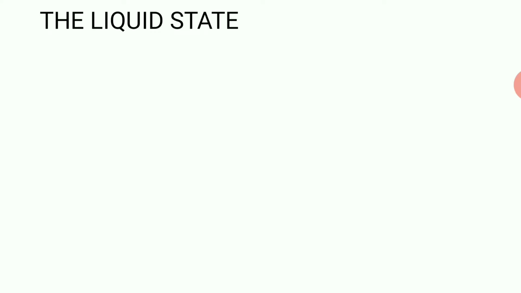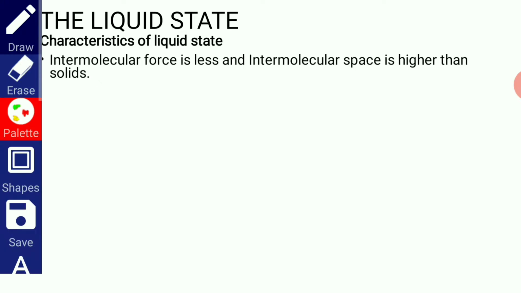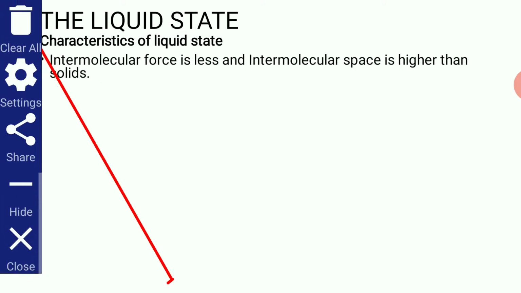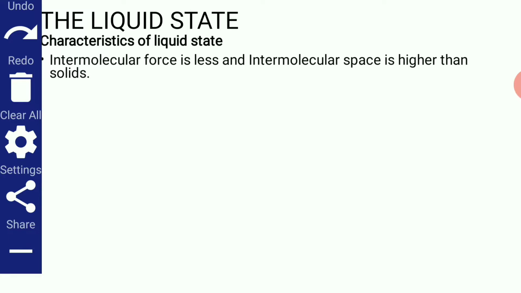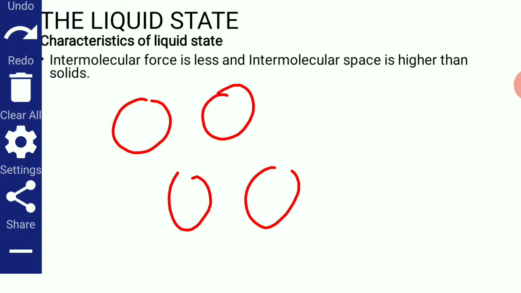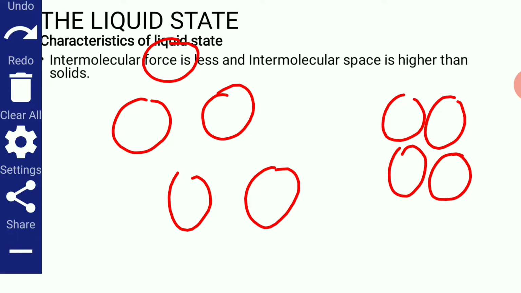Moving to the new topic, that is the liquid state. The major characteristic of the liquid state is that liquid particles are loosely held as compared to solid. Solids have the particles closely packed to each other in this manner. Comparing both the diagrams, we can say that the particles of liquid have space between them, that is intermolecular space.